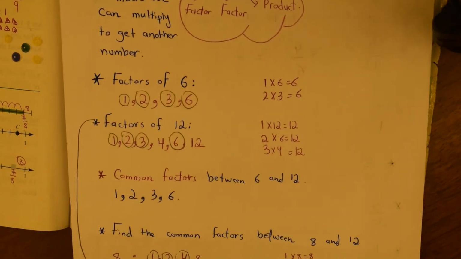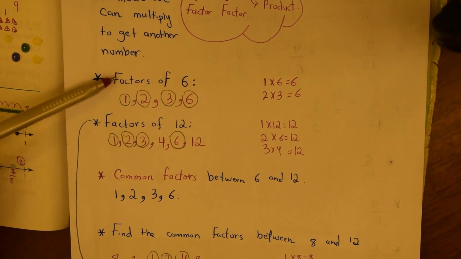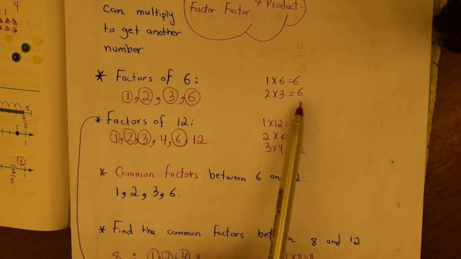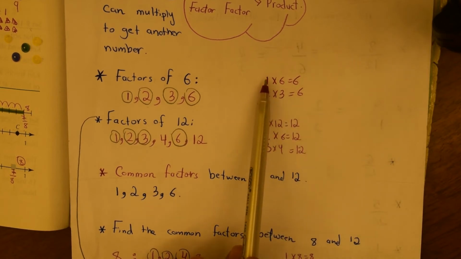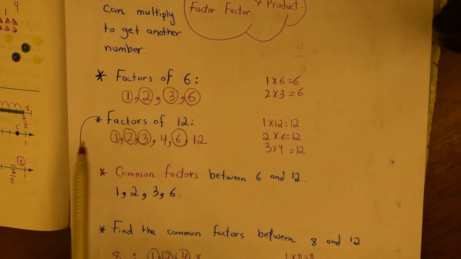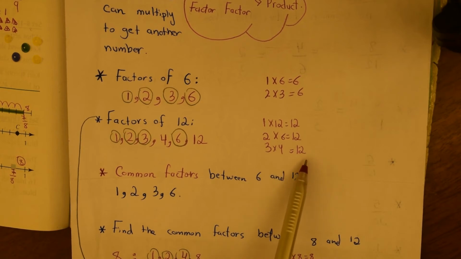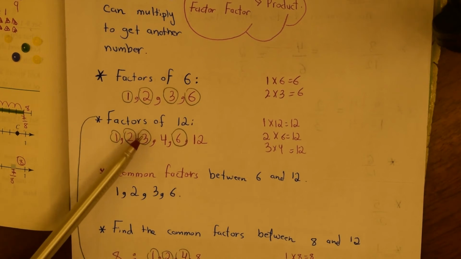So now I want to know what the factors of 6 are. I have to remember the multiplication facts for 6. So 1 times 6 equals 6 and 2 times 3 equals 6. So the factors of 6 are 1, 2, 3 and 6. Now what are the factors of 12? I have to remember the multiplication facts that give me 12. I know that 1 times 12 equals 12, 2 times 6 equals 12, and 3 times 4 equals 12. Then 1, 2, 3, 4, 6, and 12 are factors of 12.